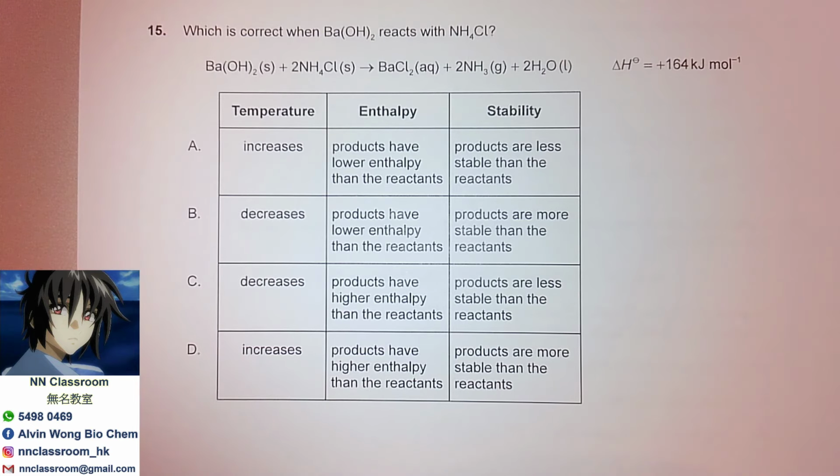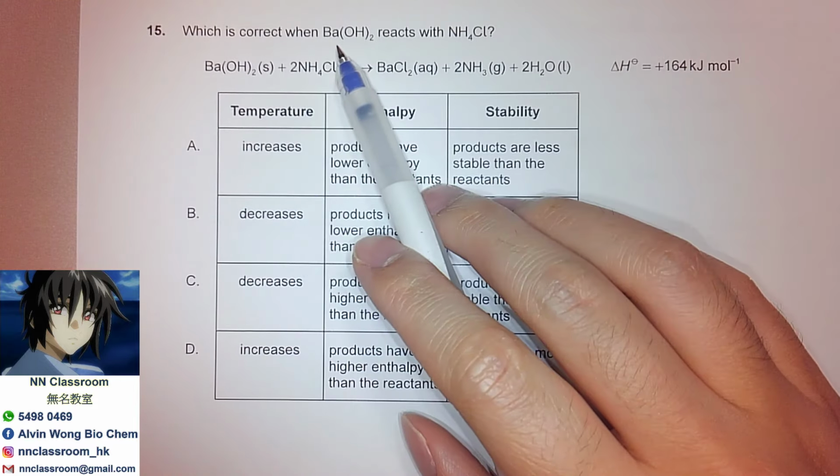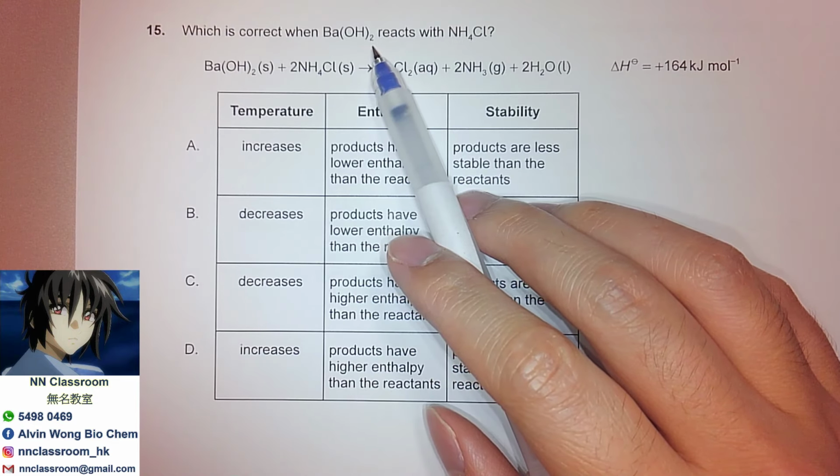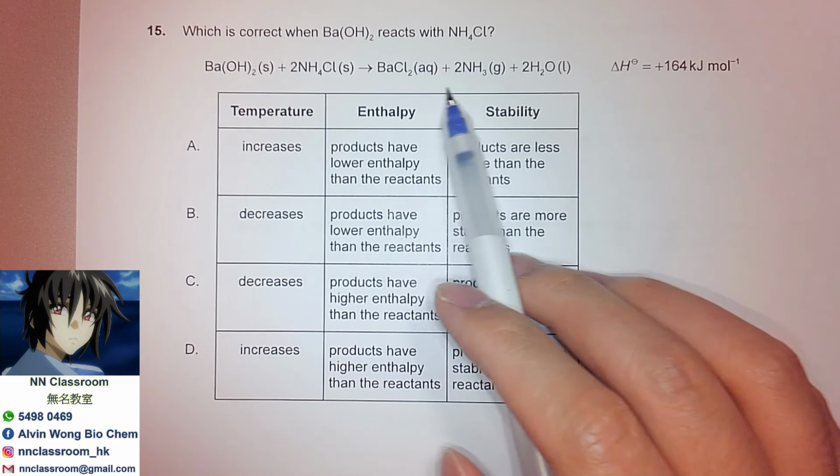Today, I'd like to share with you a past paper question extracted from 2018 Time Zone 0 in November. Question number 15, asking concepts related to topic 5, energetics, something to do with enthalpy changes. Let's see. Which of the following is correct when barium hydroxide, Ba(OH)2, reacts with ammonium chloride? So given to you the equation.